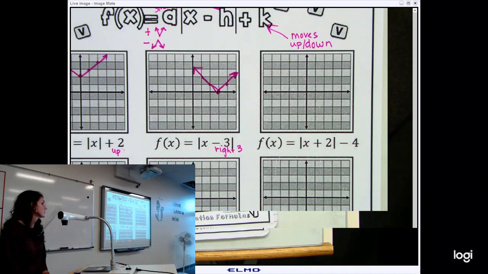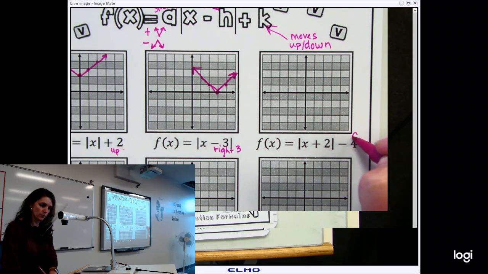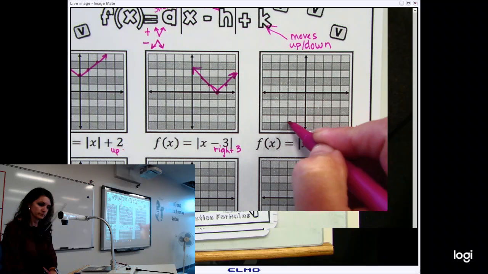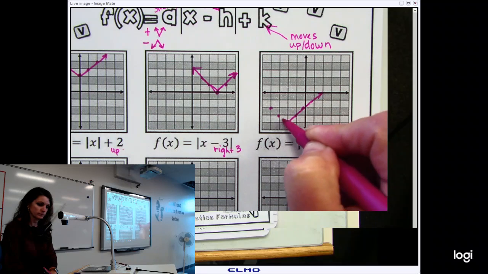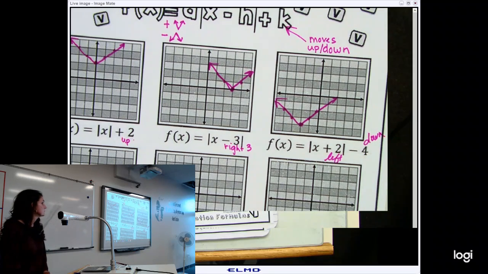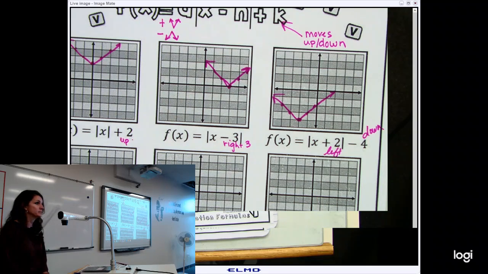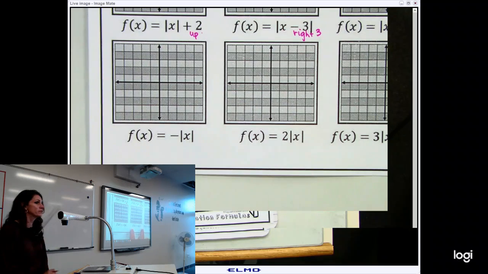Oh, now it's getting serious over there on problem number 3. We got 2 things going down. Tell me what I do. Down 4. Down 4. Left 2. Left 2. I can't draw straight lines very well. Forgive me. Okay, number 4. What's happening to our V in this case? Going down. All it's done is flipped upside down.